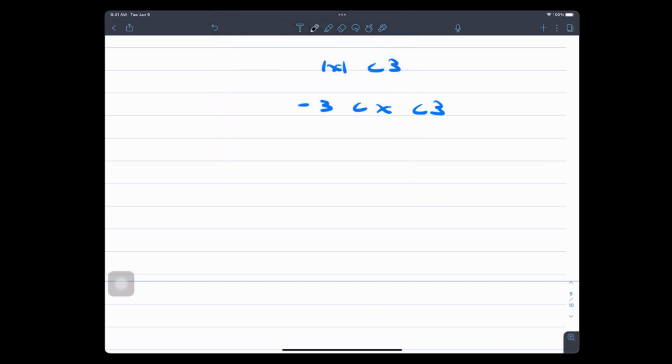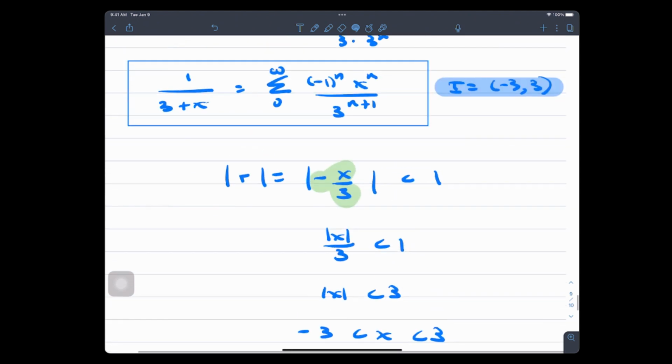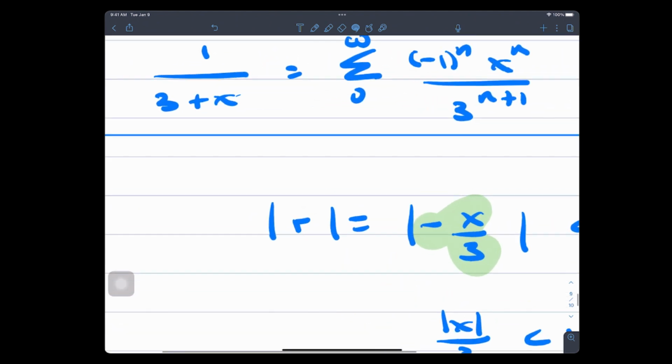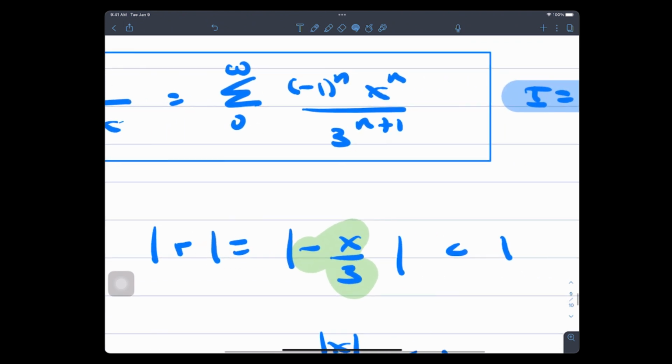And by the way, they can say, okay, what if they give you x squared over 3 plus x? Just like the last one, very similar to the last one. Okay, remember this is what we just found. The function 1 over 3 plus x can be written as a power series.